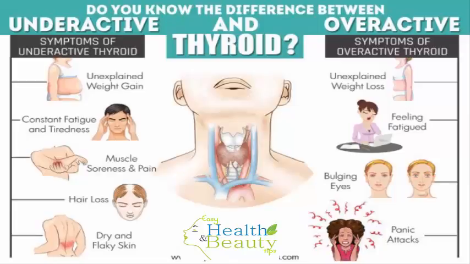6. Dry and flaky skin. Low levels of thyroid hormones slow down your metabolism and even reduce sweating, which can make the skin dry and flaky. 7. Muscle soreness and pain. An underactive thyroid increases inflammation in the body, leading to muscle soreness and joint pain. 8. Hair loss. For development and maintenance of the hair follicles, proper thyroid hormones are essential. An inadequate amount of these hormones can result in slow hair growth and hair loss.